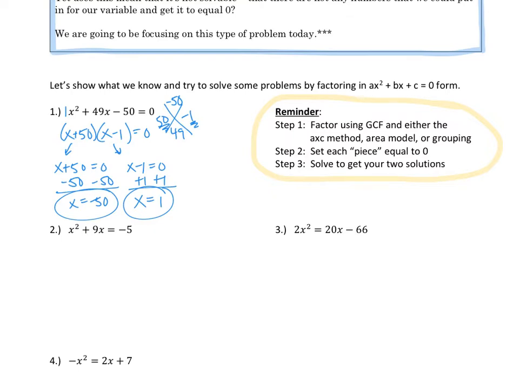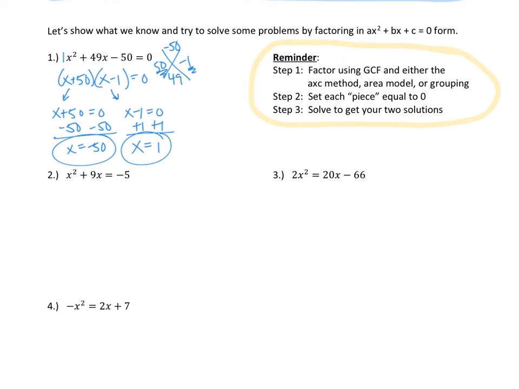Now let's try a couple of harder problems where maybe we aren't necessarily in the ax squared plus bx plus c equals 0 form. So let's look at number 2. How is this different? Well, first of all, we don't have all the terms on the same side. Everything doesn't equal 0. So that's going to be our first step. We're going to start to move this negative 5 over. Well, how do I do that? I add 5. So let's rewrite what I have. I have x squared plus 9x plus 5 equals 0.